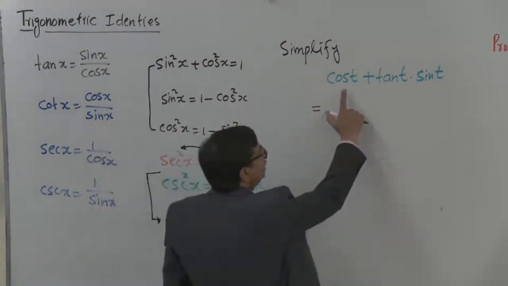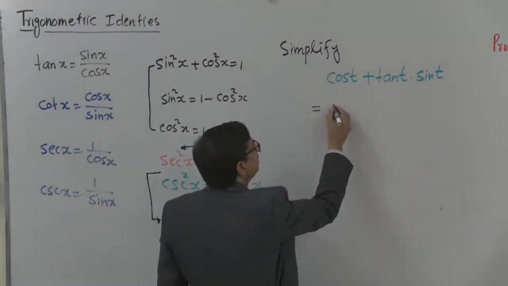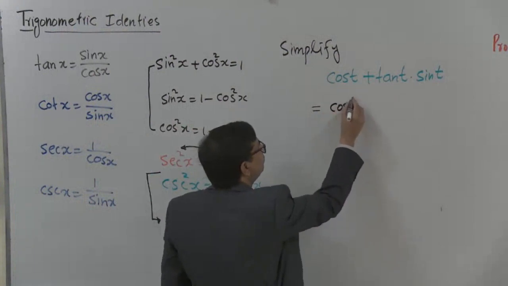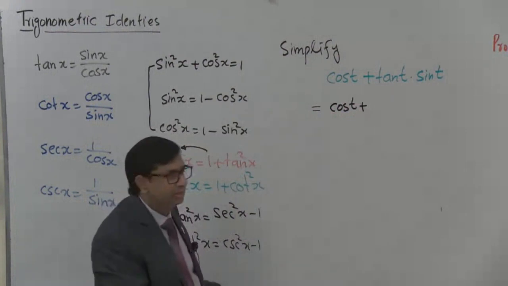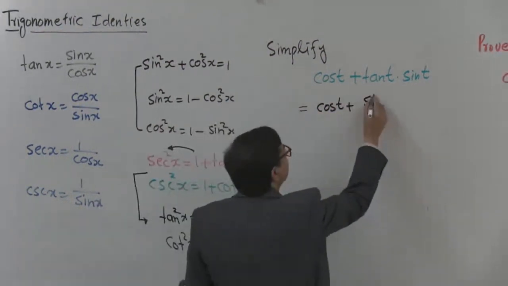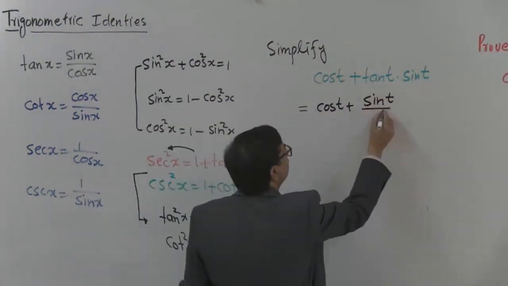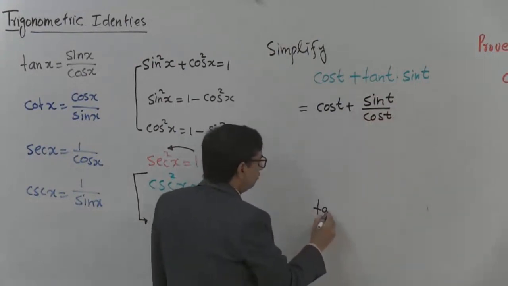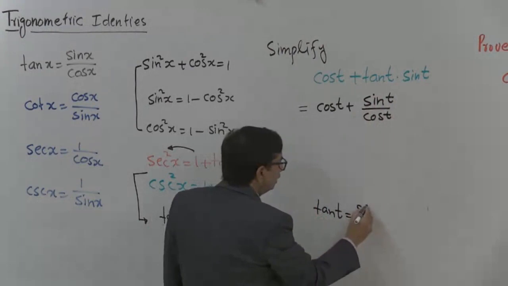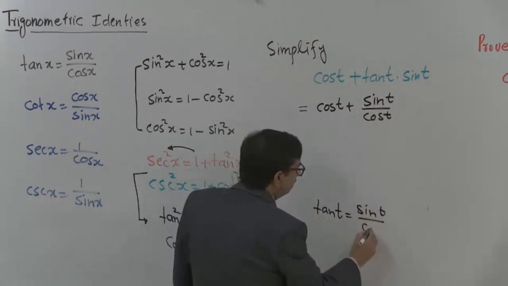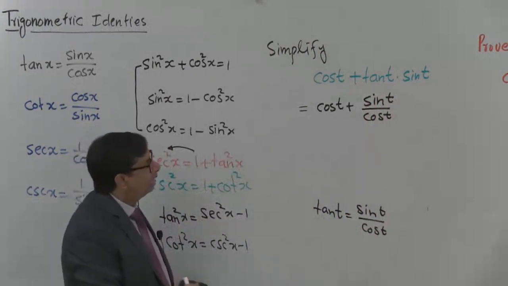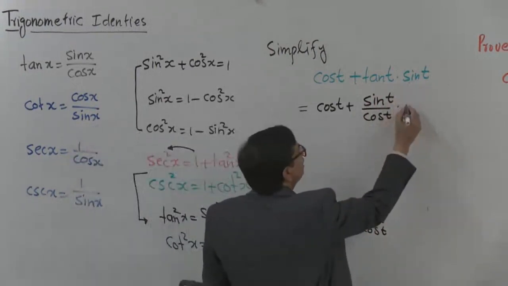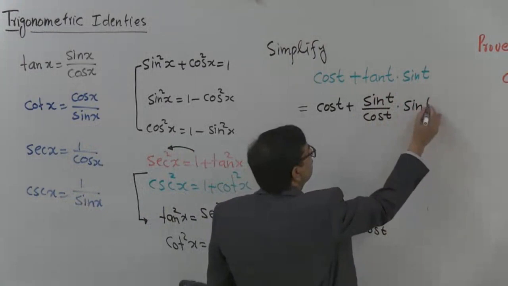I mean, this is cosine, so keep it as it is. Tangent, change it in the form of sine and cosine. So we write as sine t over cosine t. We know tangent of t equals sine t over cosine t. So we write this formula there. And then this sign stays as it is.